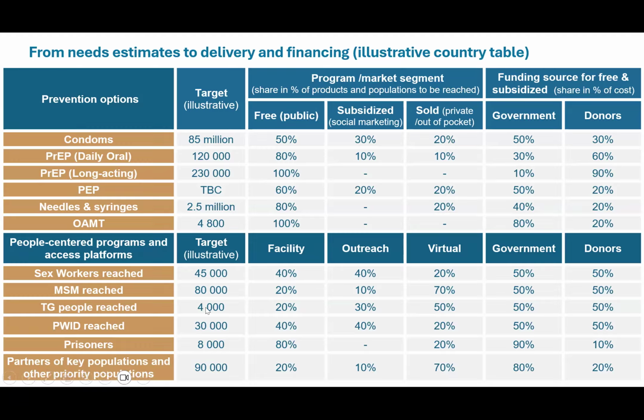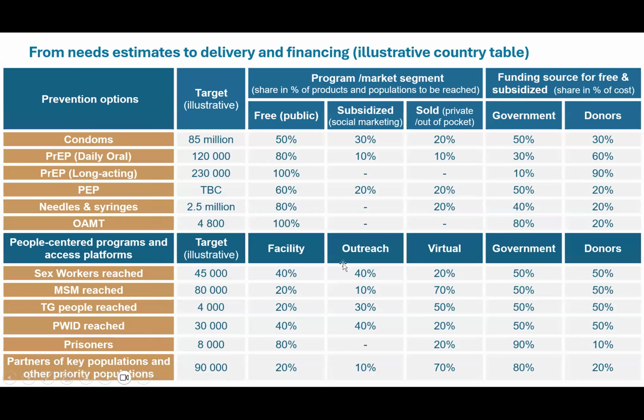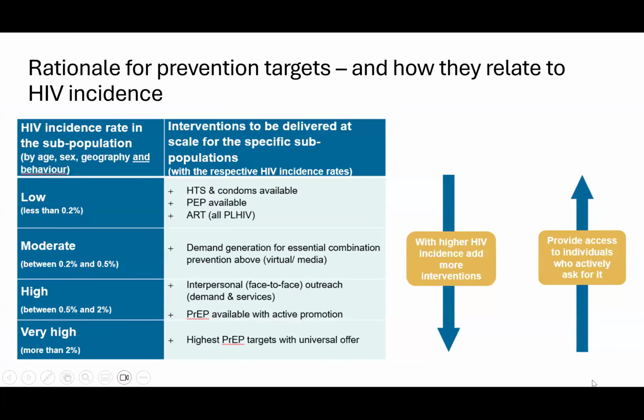And then similarly for the people-centered programs, which is more the demand side or the access platforms, what should be the breakdown in the country for facility, outreach, or virtual new AI-based modalities? And again, how should this be funded? And ultimately, the idea is that this kind of framework would enable countries to effectively manage and be on top of prevention responses based on those needs estimates. So this is how the new framework conceptualizes it.